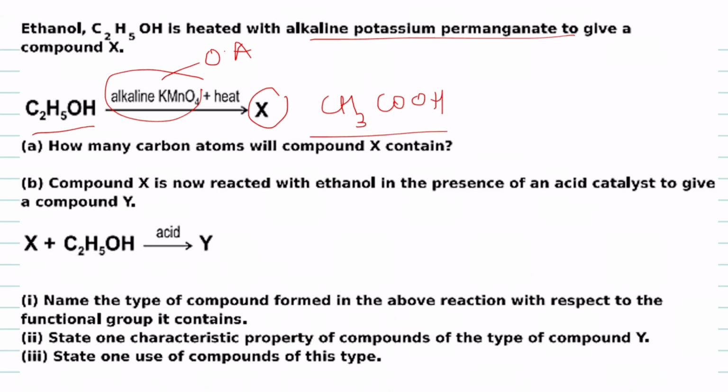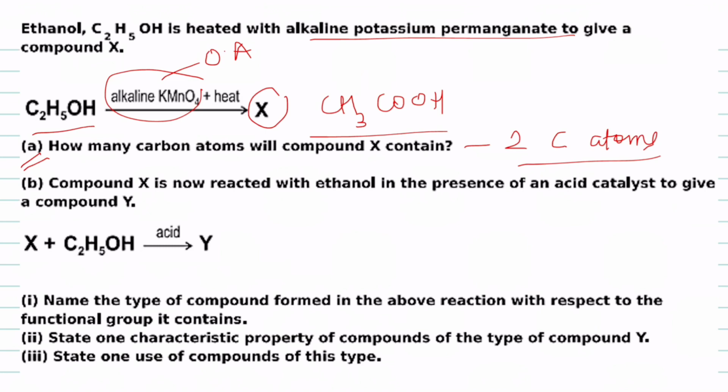The two compounds differ only with respect to the number of oxygens, because this is oxidation, right? The number of carbons would remain the same. So our first question is answered. How many carbon atoms would compound X contain? The same number of carbon atoms as were present in the ethanol. So it would also have 2 carbon atoms.